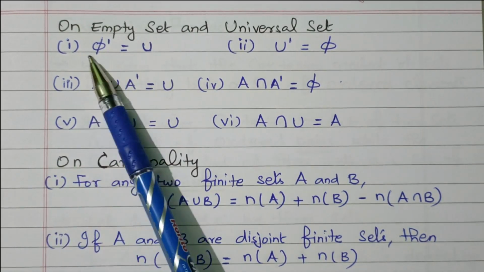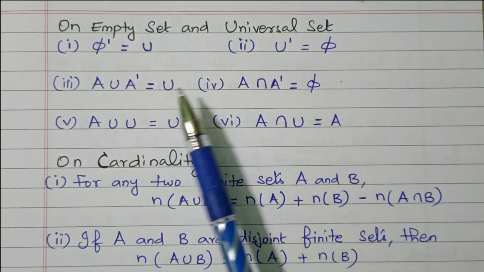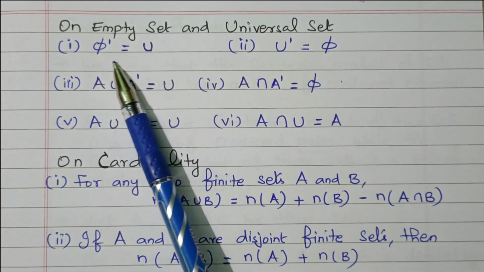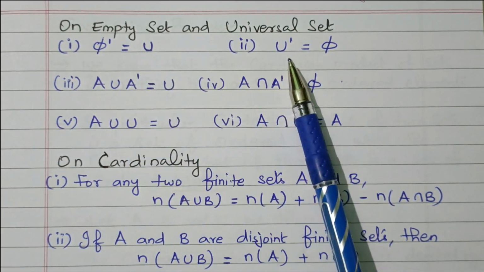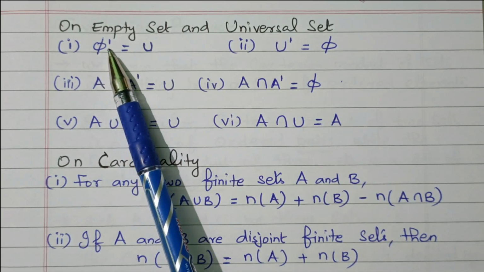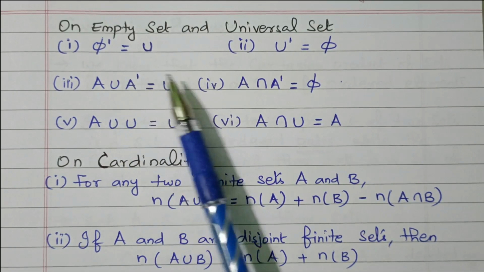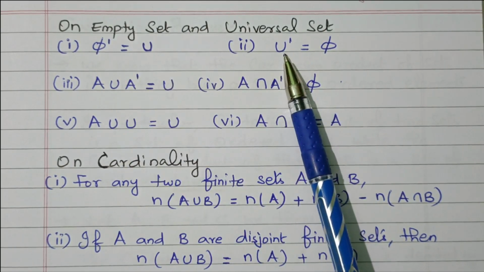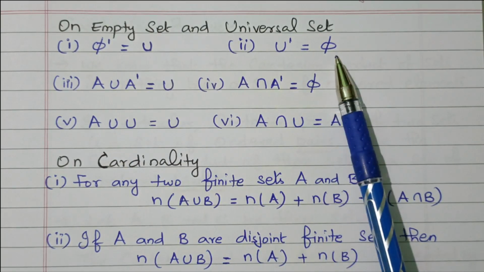The next one is on the empty set and universal set. Pi dash equal to U. Similarly, U dash equal to pi. Pi means empty set. Pi dash means universal set, that is equal to U. U means universal set, but U dash is the empty set. That is equal to pi.